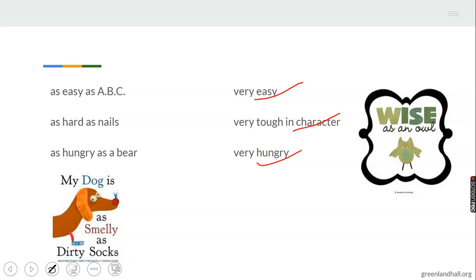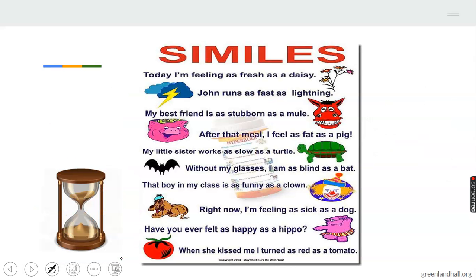Look at this one. My dog is as smelly as dirty socks. That means the dog is smelling badly. Now look at this one. Wise as an owl. You know the owl is a bird that likes to sit and watch and doesn't say much. So they say the owl is a wise bird. As wise as an owl. We have a lot of them. Look at this other example.